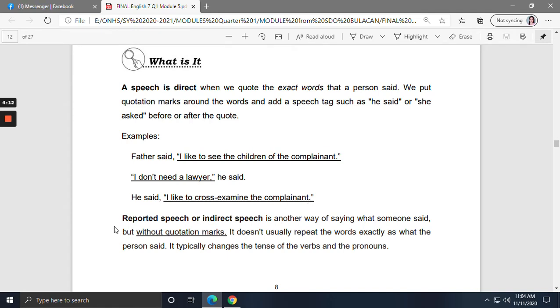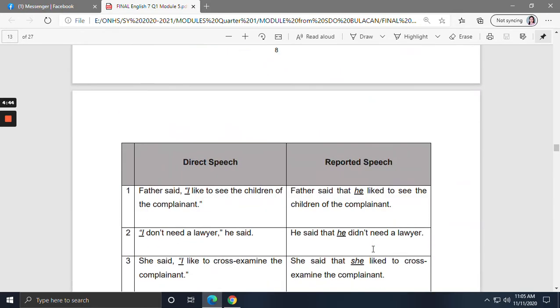Okay. Next, let us go on with reported speech or indirect speech. Don't be confused, they are the same. Reported speech or indirect speech is another way of saying what someone said, but without quotation marks. Again, without quotation marks. It doesn't usually repeat the words exactly as what the person said. It typically changes the tense of the verb and the pronoun. Remember, the tense of the verb will change, and the pronoun.